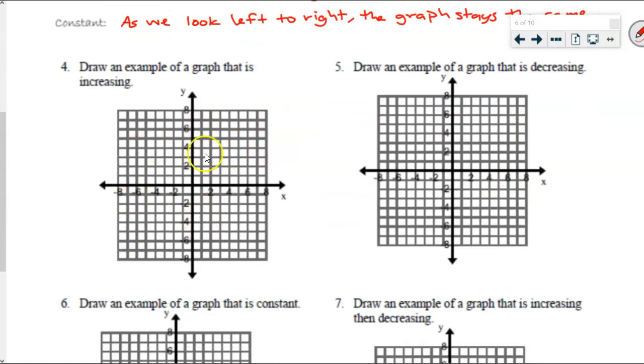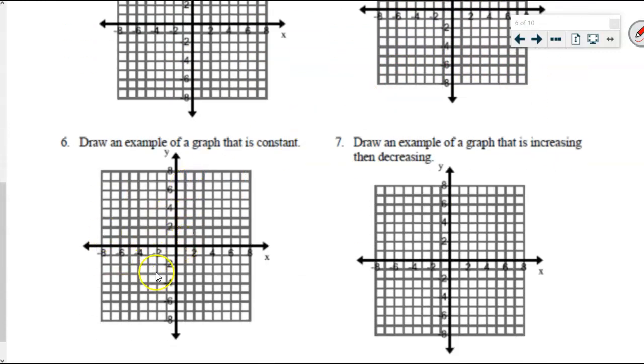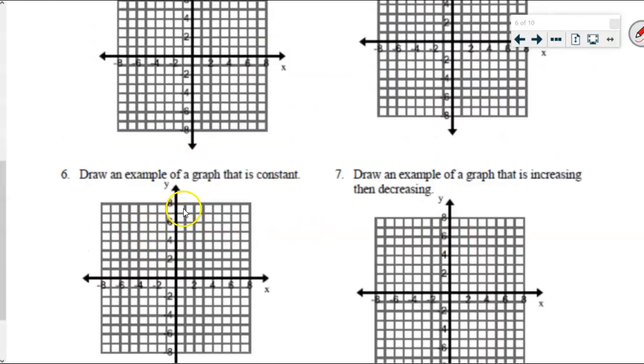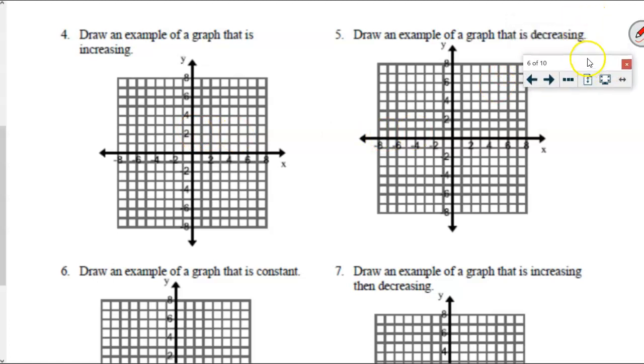So let's really put this to practice. Will you please draw an example of a graph that is increasing? Draw an example of a graph that is decreasing, and draw an example of a graph that is constant. We'll do number 7 together, but I want you with your groups to put this to practice on 4, 5, and 6. Draw a graph that has this specific feature. Pausing the recording again.